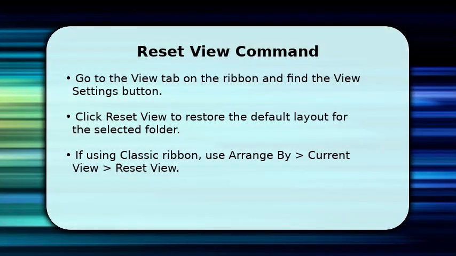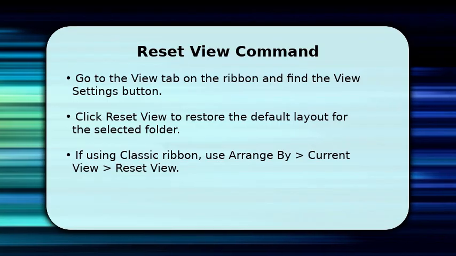Now you'll perform the actual reset from the ribbon. First, go to the View tab and locate View Settings. Click it to open Advanced Options. From there, choose Reset View and confirm to restore default columns, sort, group, and filter settings for that folder.